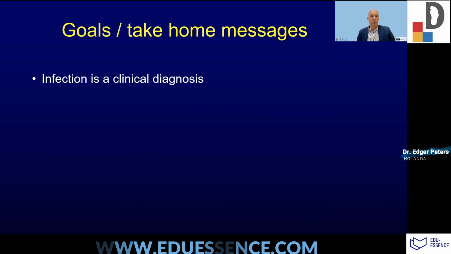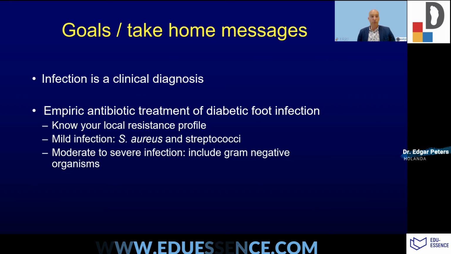Okay, so coming to the end of my talk, infection is a clinical diagnosis. If you want to prescribe adequate empiric antibiotic treatment for diabetic foot infections, you have to know your local resistance profile. In case of mild infection, treat Staph aureus and streptococci. In the case of moderate to severe infection, you also want to include gram-negative organisms. And added to that, in case you live in a tropical climate, you have to consider treating gram-negative organisms also if you have a moderate infection.